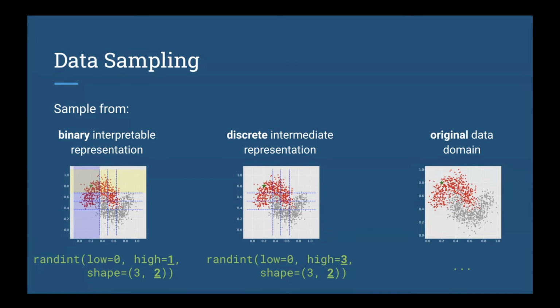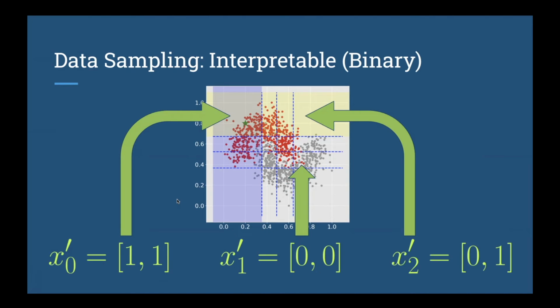So even before we start, we need to decide in which region we will be sampling the data. So you can either sample in the original domain. So you can see that to the right, just from these 2 features. You could possibly sample from the discrete representation, or you could sample from the binary representation. Each one would give you a different result. So how would that work?